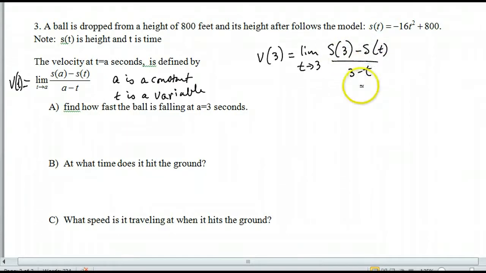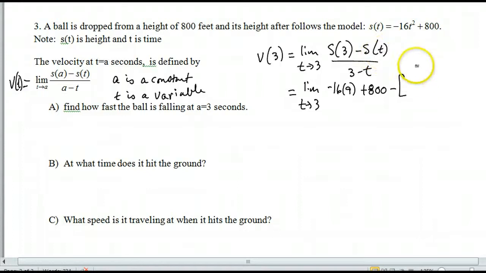And now we just replace it into this function. We keep writing this limit until we actually evaluate it. So I put this 3 in there, negative 16 times 9. Let's just keep it like that. Plus 800, minus, now I have to do s of t. Keep the t in there. We don't plug anything in for that yet. And we get negative 16t squared plus 800, all over 3 minus t.